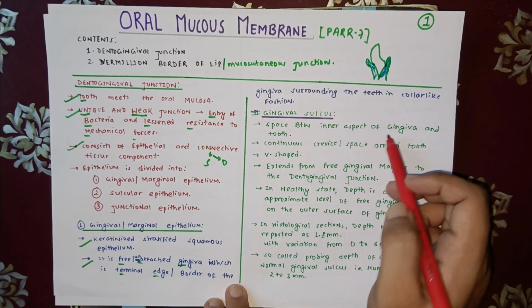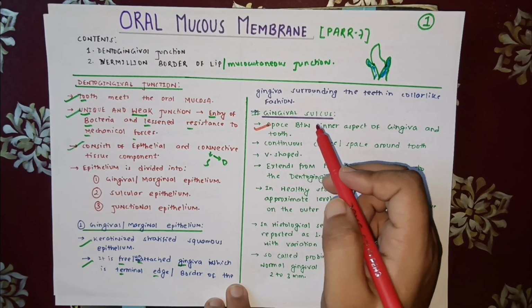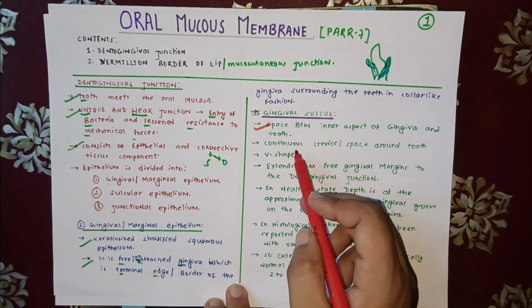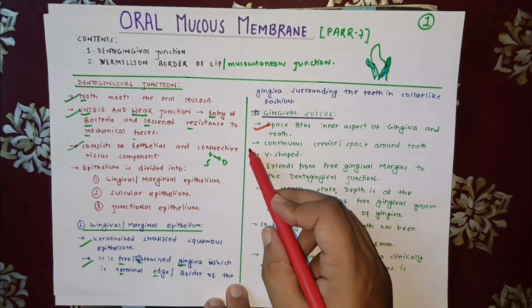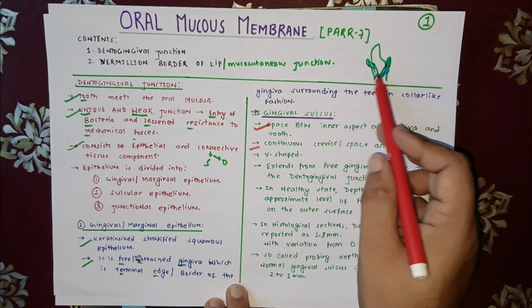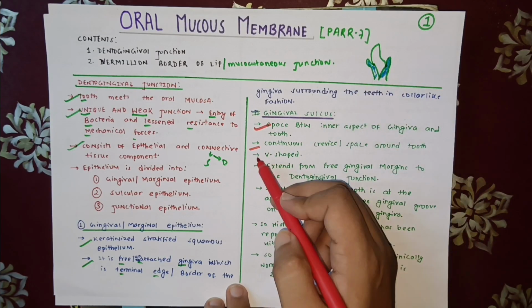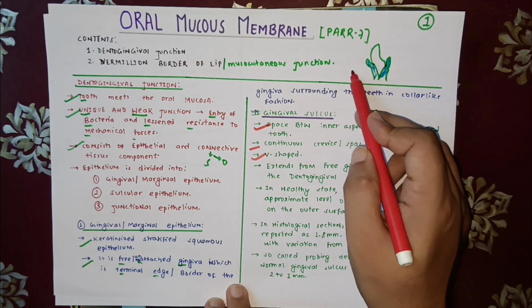It is a space between the inner aspect of the gingiva and the tooth. After that, it is a continuous crevice or space around the tooth, encircling the tooth. It is V shaped, so it appears as a V shape.